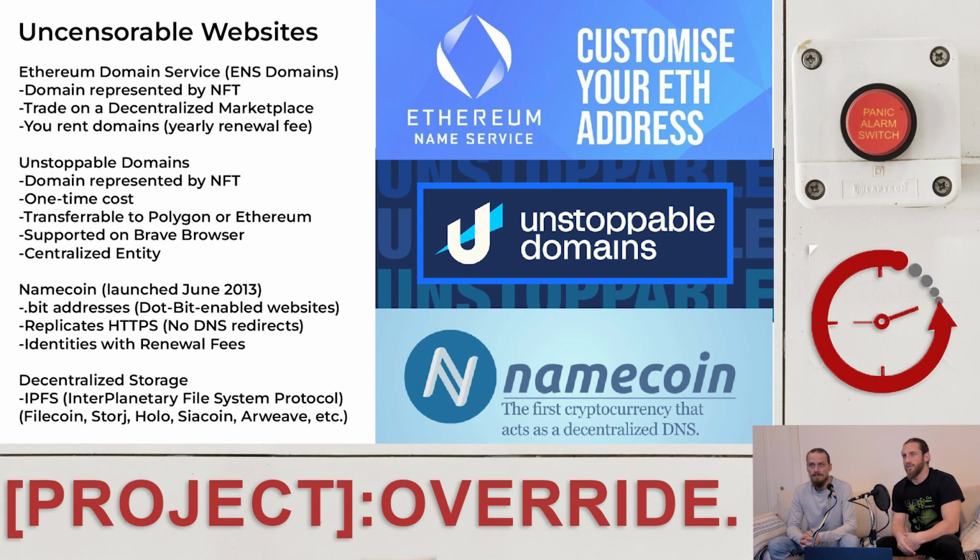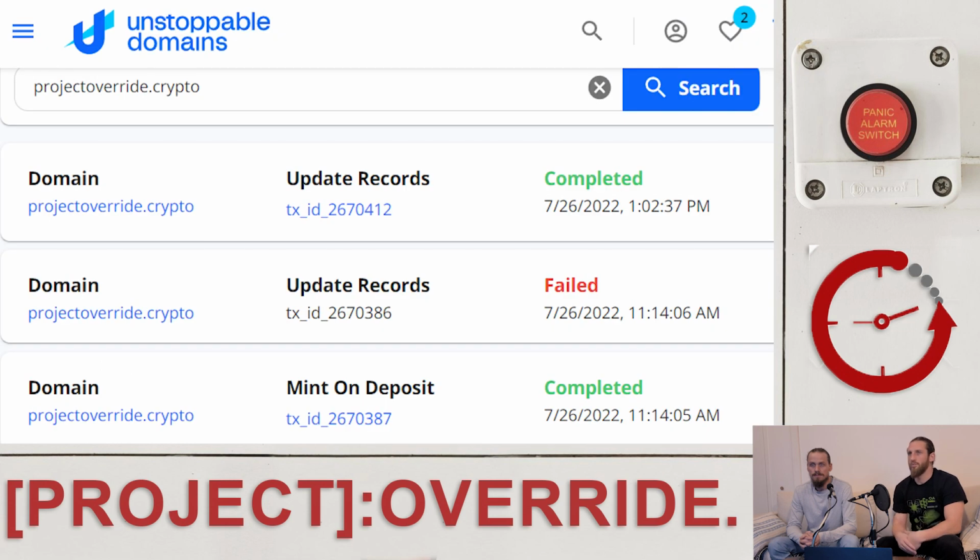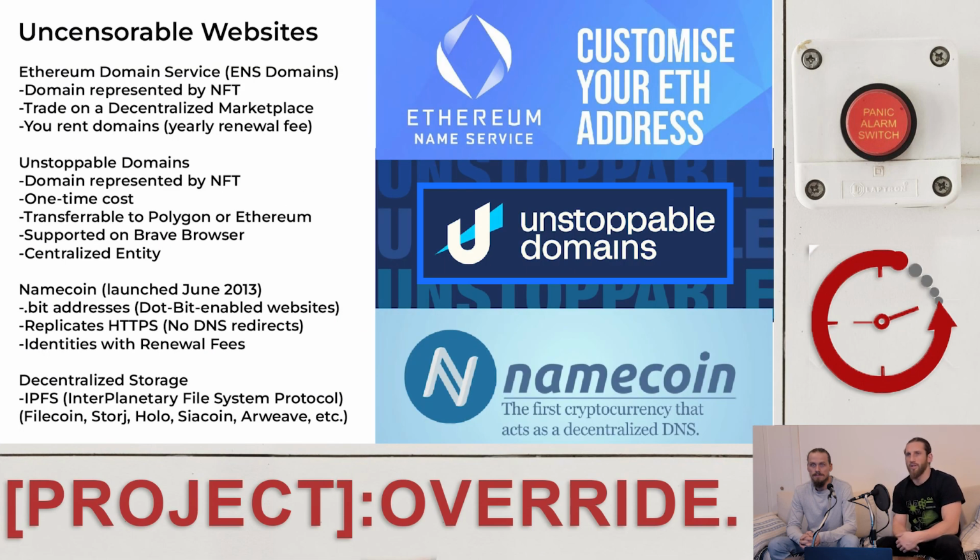Unstoppable Domains is, of course, a corporation that had .crypto domains. So for Project Override, I bought projectoverride.crypto, and the Brave browser supports putting in that address. So that was a one-time cost, no yearly renewal fees, and it's not just on Ethereum, it's also transferable to Polygon, and as I mentioned, that's a centralized entity, a corporation.